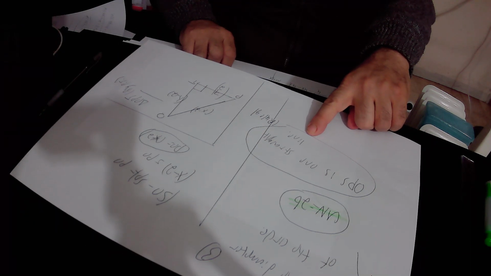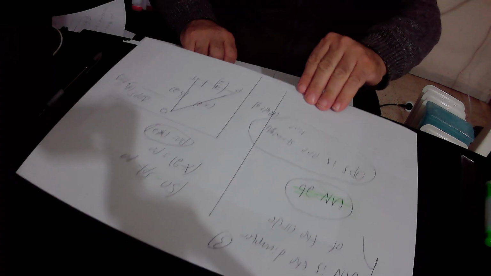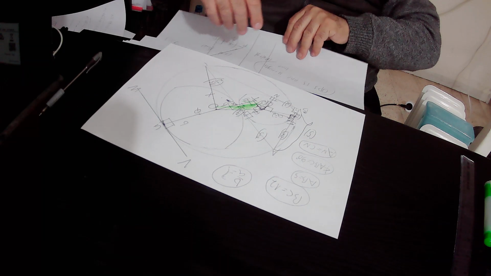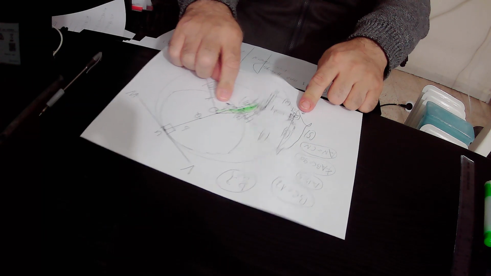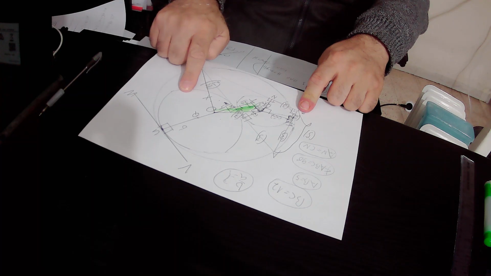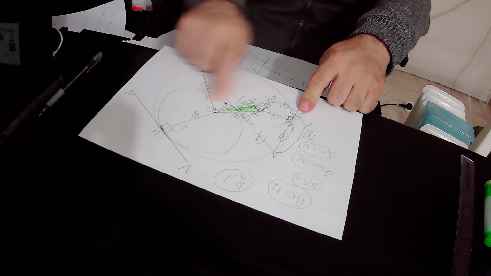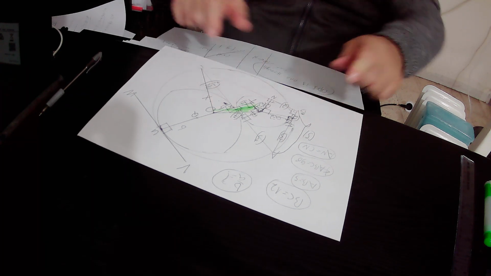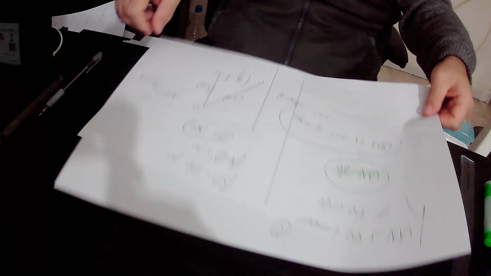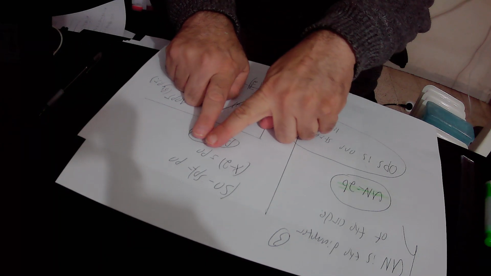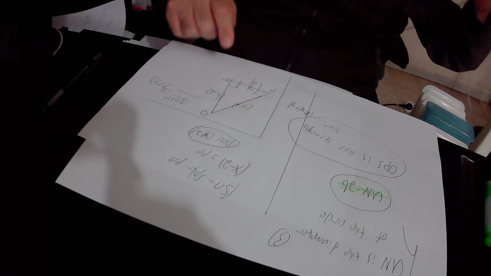Again, OPS is one straight line. If OPS is one straight line, it means that SO minus SP equals PO. Why? Because SOP is one straight line.